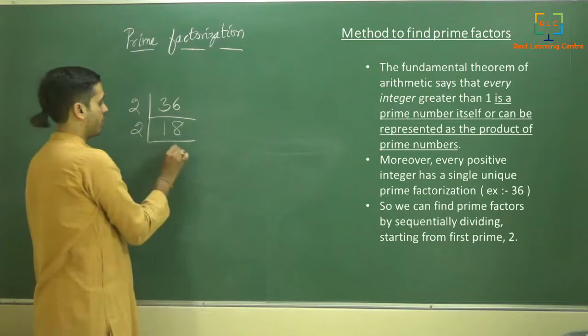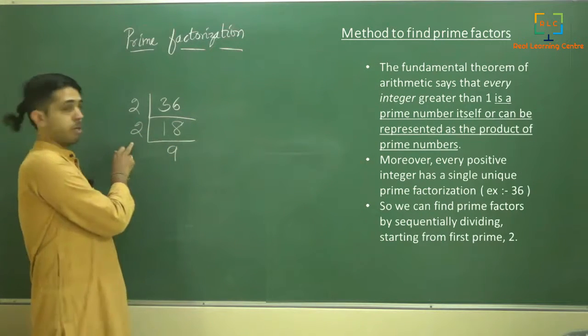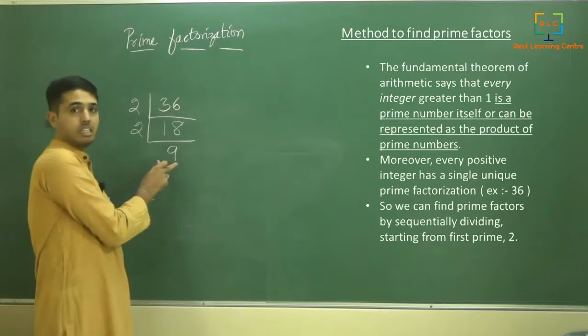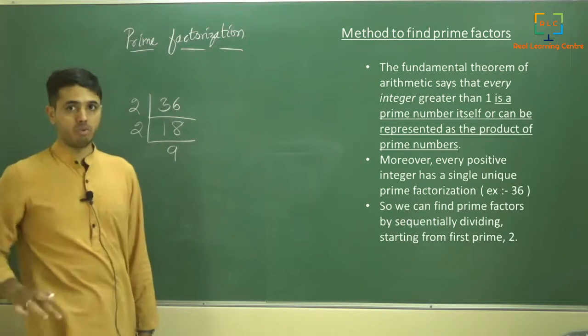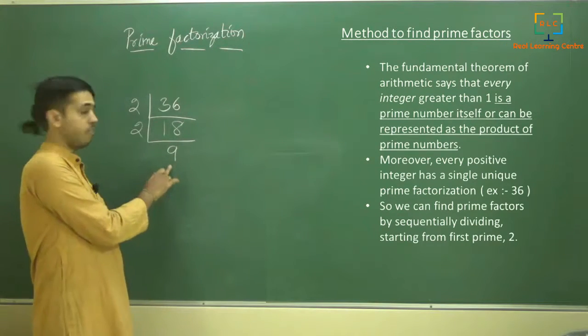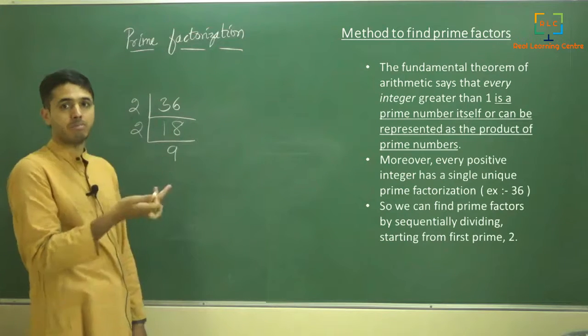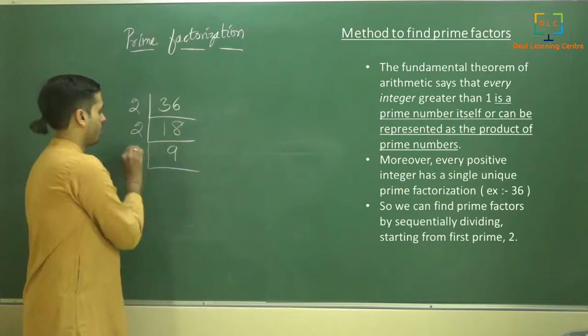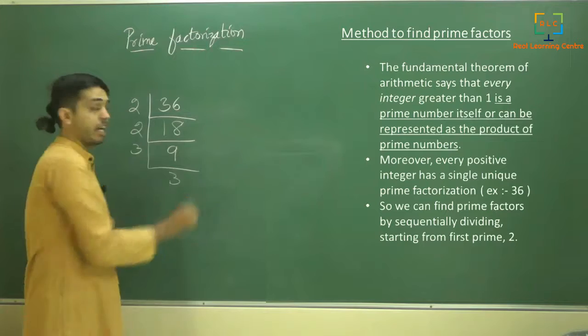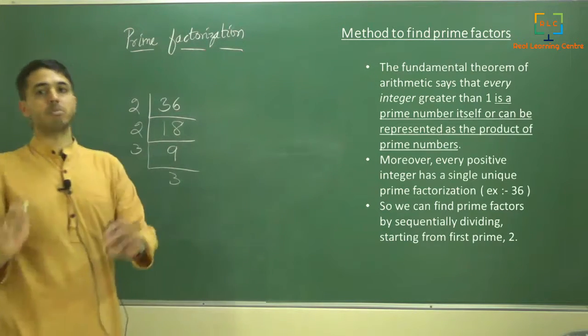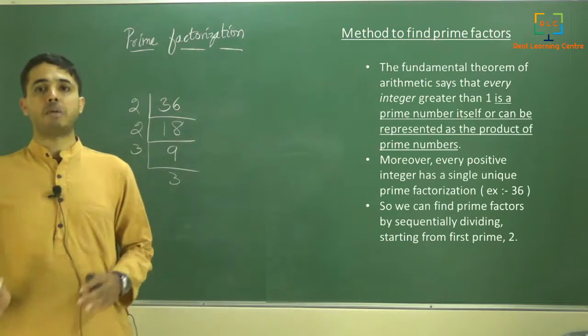Again divide by 2, you get 9. Okay. Now this is the second prime factor. And what about this? Is this a prime number? No. It's a composite number. It can be divided by not 2 but the next prime number, that is 3. 3 3s are 9. And now what is this 3? This is a prime number. So stop the process.